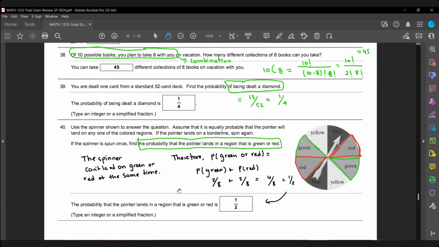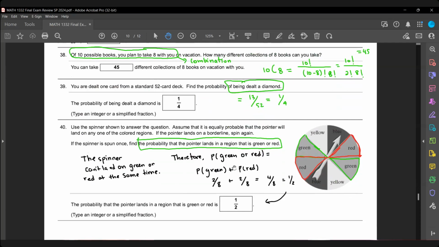40. There is a spinner, and it seems like it was broken down into 8 sections. Some of them are red, some are blue, some are yellow, some are green. Find the probability that the pointer lands in a region that is green or red. Well, I looked at the spinner, and there is no way for the spinner pin to land on a section that is green and red at the same time. It just won't work. So this must be mutually exclusive events.